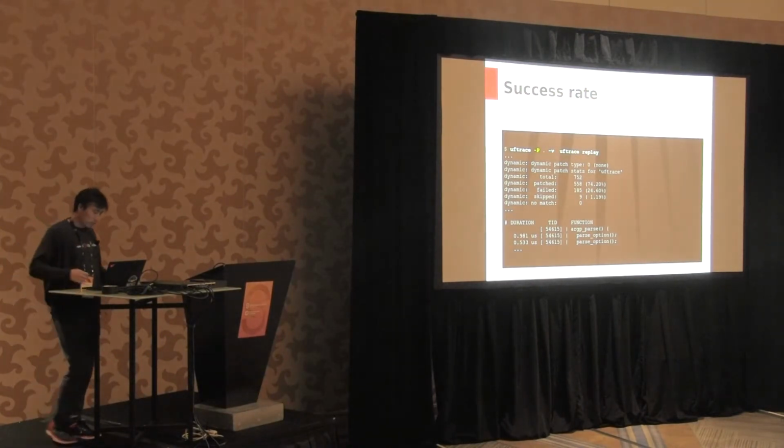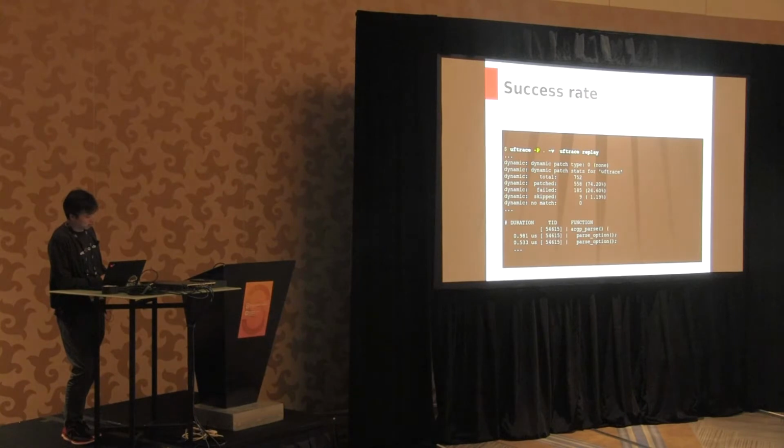So I tried to apply this technique to many kinds of binaries. This is an example of doing it with uftrace itself. But you get the general idea of the success rate: it has more than 700 functions in total, but only 74% of the functions passed successfully, and 24% were rejected because they have PC-relative instructions or other jump instructions.